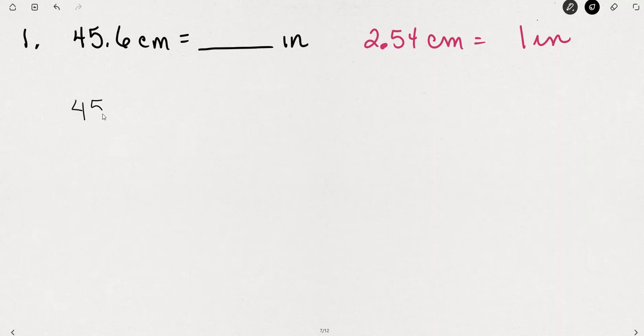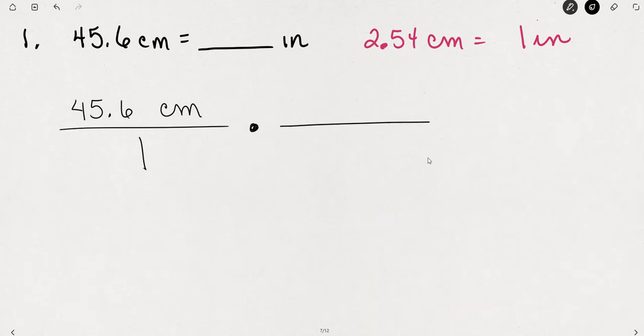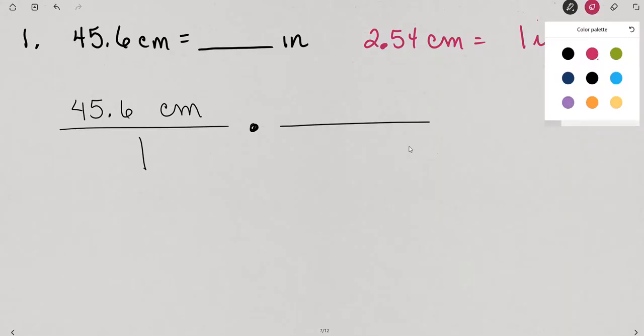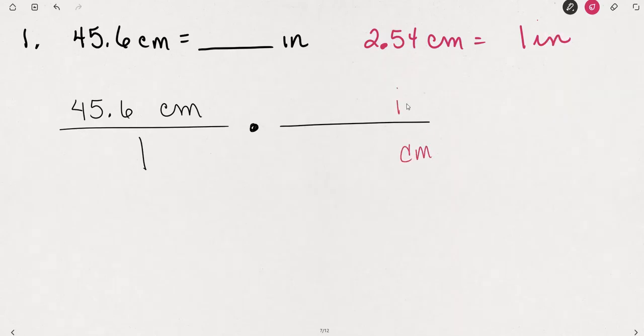So using the process we used before, we're going to write the 45.6 centimeters over 1. And we're going to multiply this. When I multiply, I'm going to use a centimeter to an inch. So I'll put the centimeter in the denominator so that the centimeter can reduce with the centimeter, or divide out with the centimeter. After I put the units, the inches and the centimeters, I can carry the numbers over appropriately.